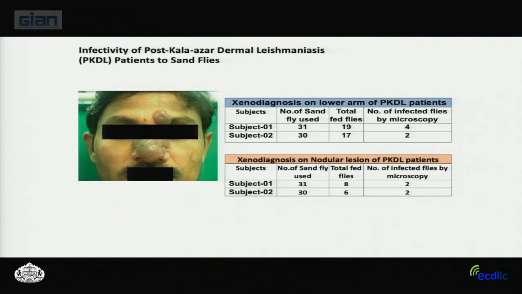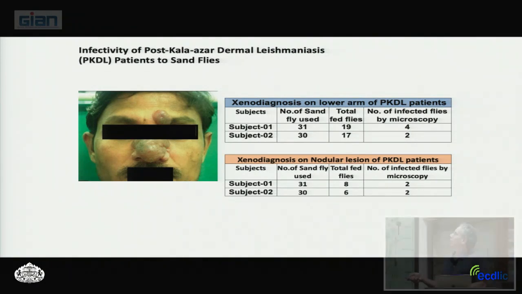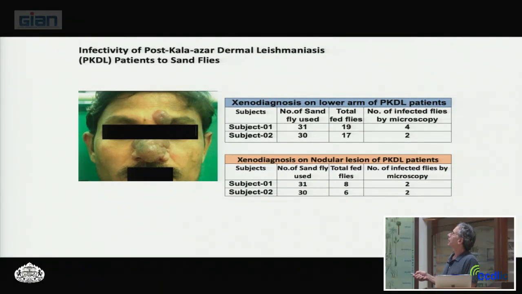Okay, so how about PKDL? Well, they started with just a couple of subjects, both of them transmitted to flies, whether the flies were exposed to the lesions or to non-affected areas of the skin. So the lower arm as opposed to the nodular lesion didn't seem to make so much difference, so that's interesting.